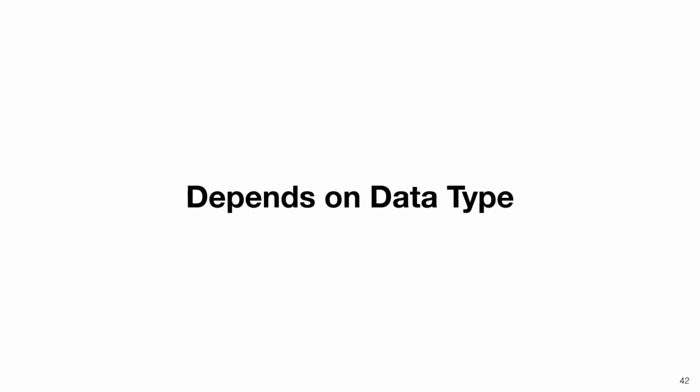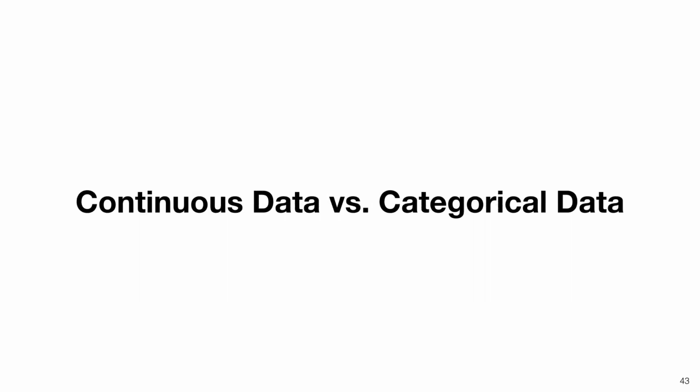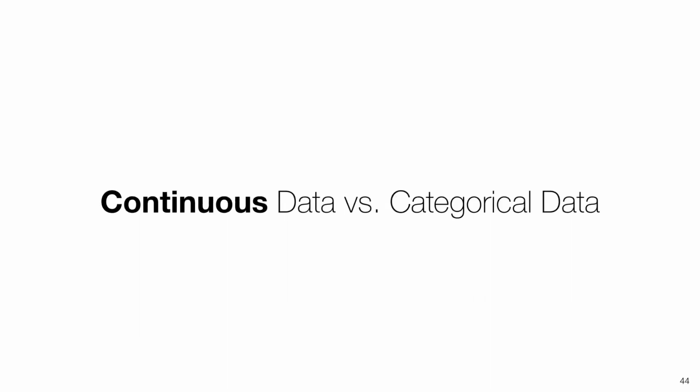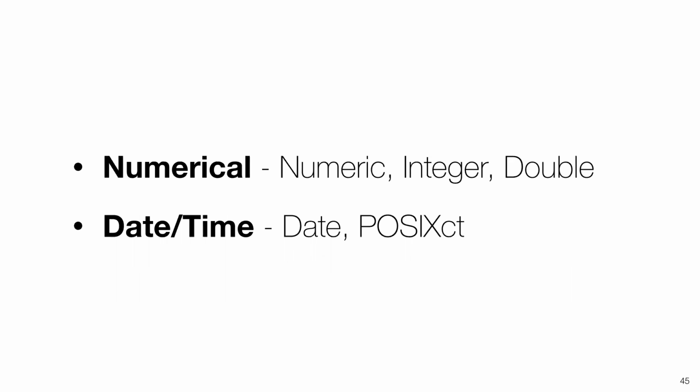So which charts to pick? Well, it depends on the data type. So what is the data type? Numeric, character, date, and there are a bunch of different data types, but mainly two in terms of the nature of the data: one is continuous and the other is categorical. So what is continuous data? Continuous is nothing but numerical data. It can be numeric, integer, double; those are the technical terms for the data type.